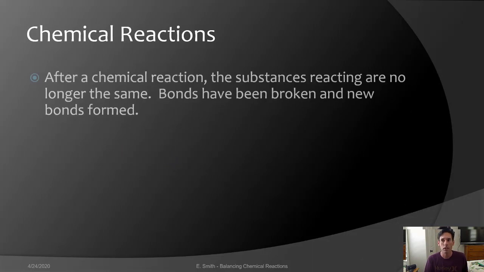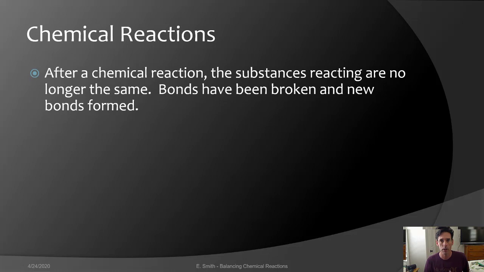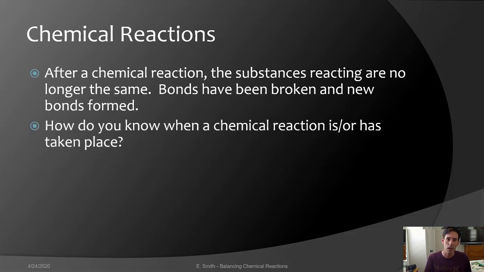Well, here's the key thing. After a chemical reaction has actually happened, substances are no longer the same. They are completely different. That's what makes it a chemical reaction. So bonds are broken and new bonds are formed. So again, how do you know when a chemical reaction is taking place?